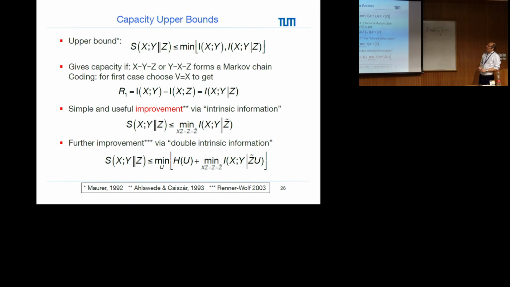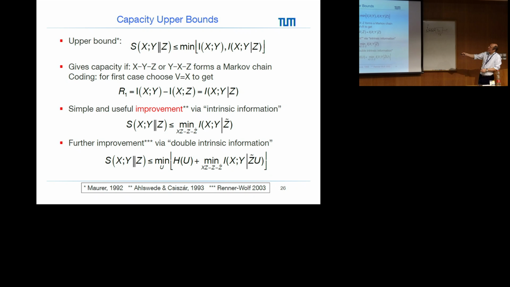Just quickly to run through a few upper bounds, Ulrich developed the first ones too. Also nice results. The first one is the mutual information between X and Y. That one's kind of easy. This one is tricky. Very nice. He had a very nice proof of this in his thesis. In fact, this term here gives the capacity in some very interesting cases, namely if X–Y–Z forms a Markov chain or Y–X–Z forms a Markov chain. And in much of the coding QKD literature, that's indeed the case. You have a Markov chain like this. And that's not too hard to see.